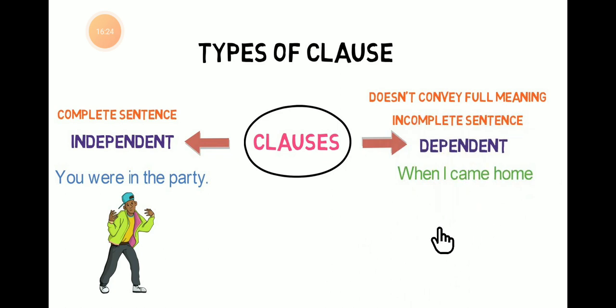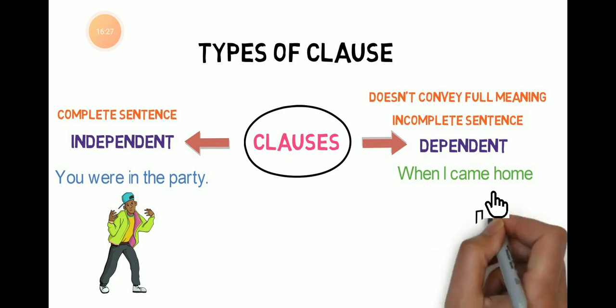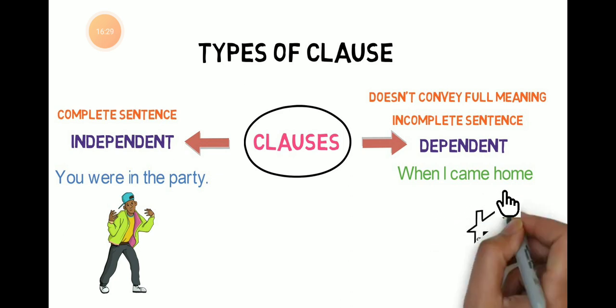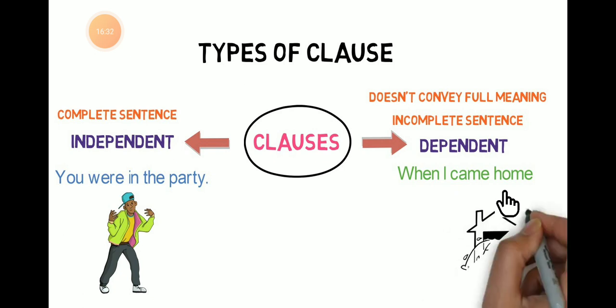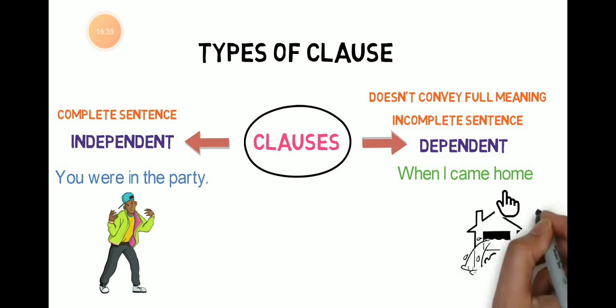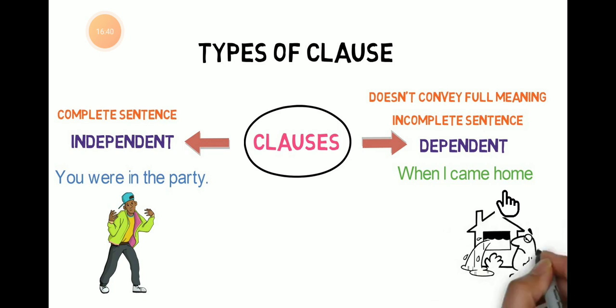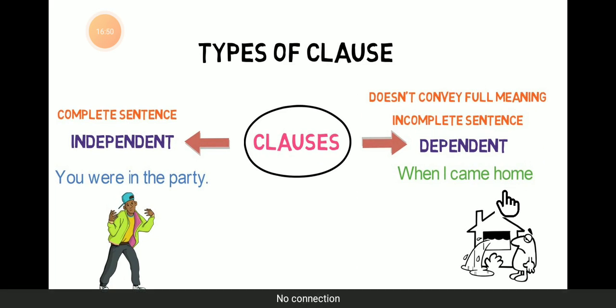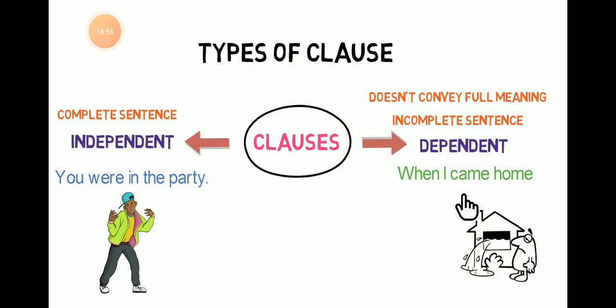Here is one example: when I came home. Just a simple sentence, when I came home. What meaning are you getting from this? Nothing. It is an incomplete sentence. When I came home, then what? What will you do after coming home? So it is a big question mark. This is what is called a dependent clause. And the dependent clause is always dependent on the independent clause. This you also have to memorize.